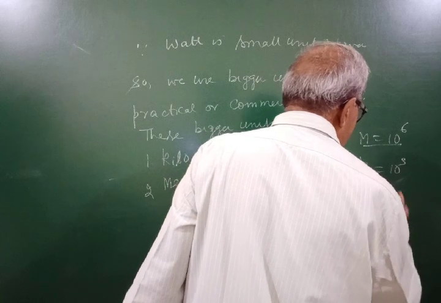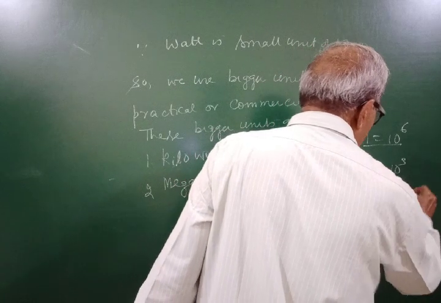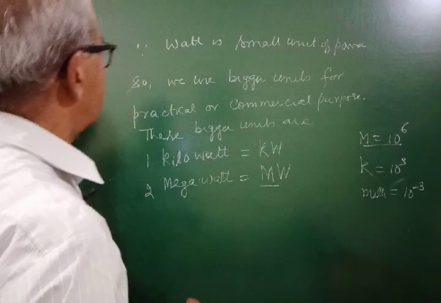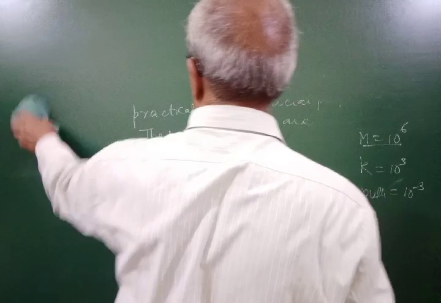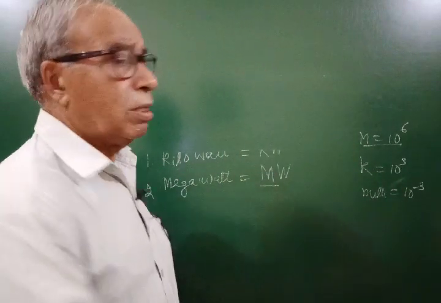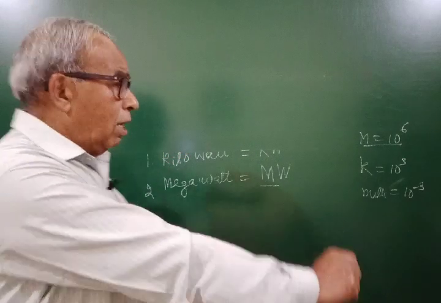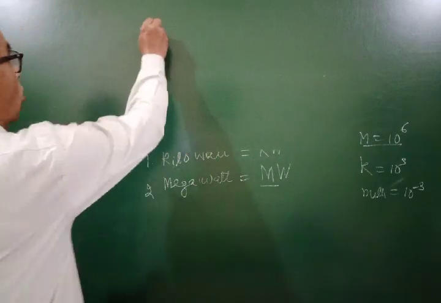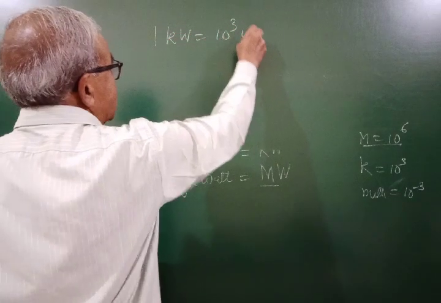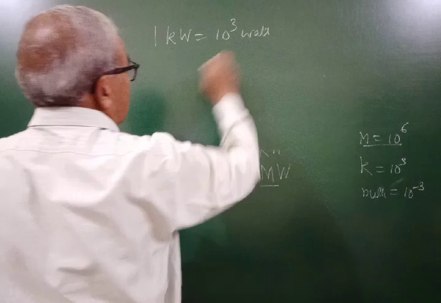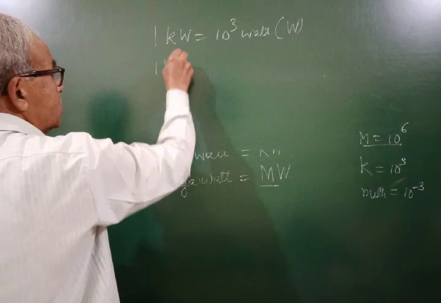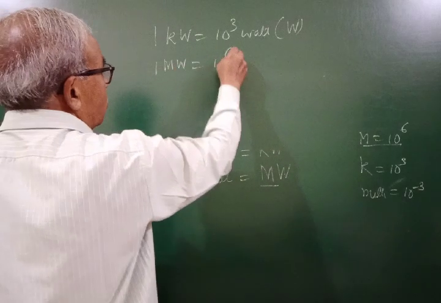Millimeter, what we call milli, is 10 to the power minus 3. Like this, there are multipliers. In the NCERT book, on the last page, the prefixes and multipliers are given. So 1 kilowatt means 10 to the power 3 watt, and W is capital. 1 megawatt is 10 to the power 6 watt.